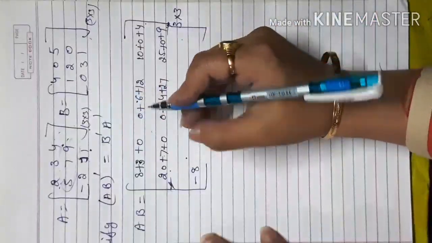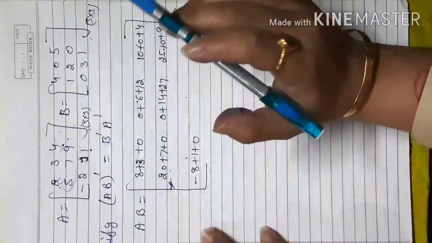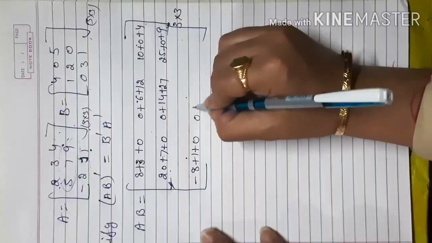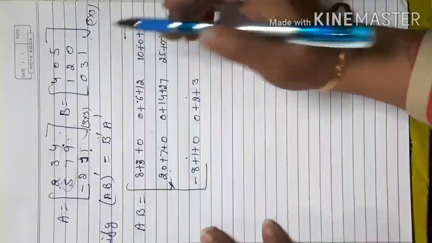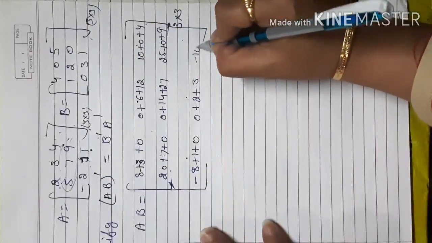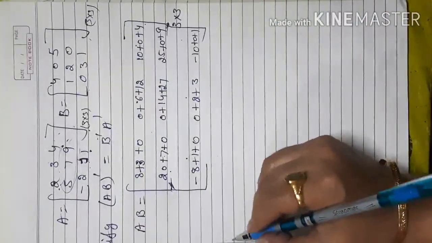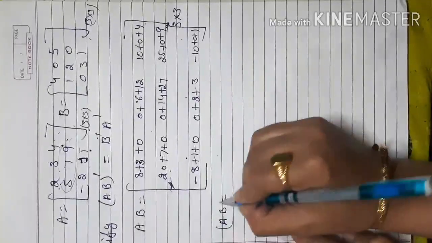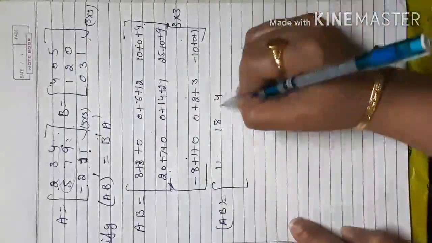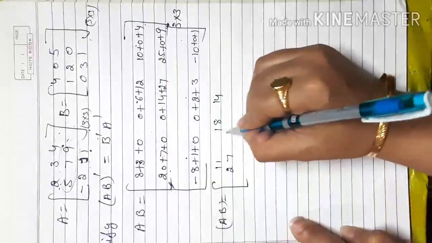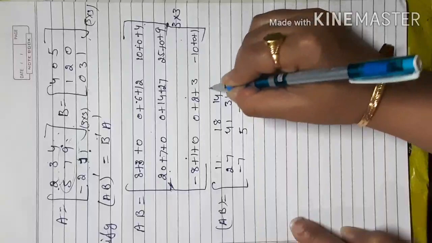1 into 1 gives me 1, minus 8 plus 1 plus 0. So next, third row, second column. That gives me 0 plus 2 plus 3. Now third row, third column. Third row and third column is multiplied, that is minus 10 plus 0 plus 1. So that is after multiplication. So what I will get as the answer here, EB, by adding: 11, 18, 14, 27, 41, 34, minus 7, 5 and minus 9.